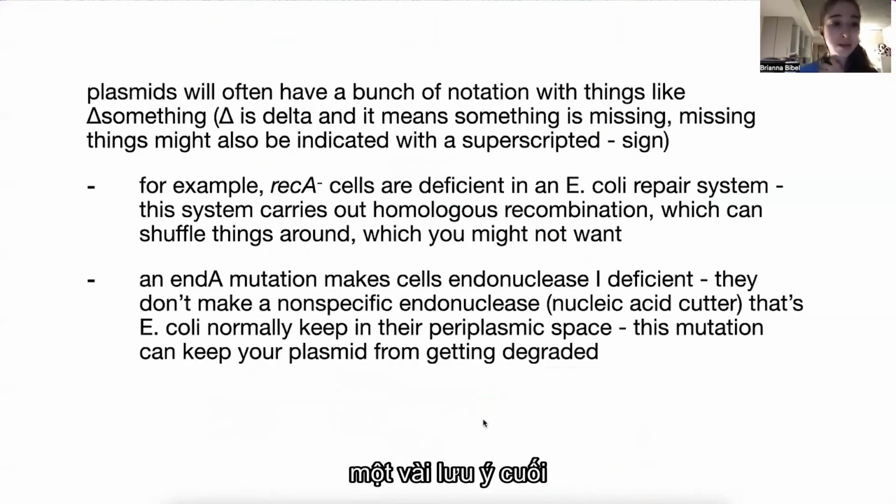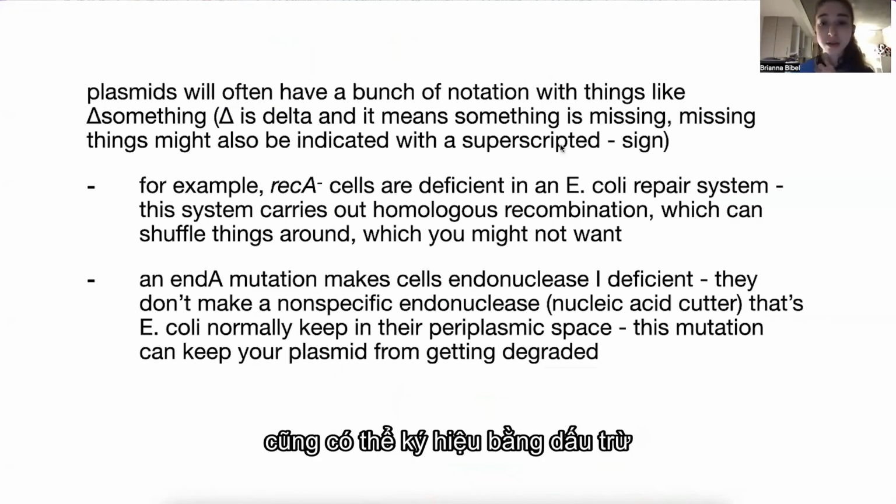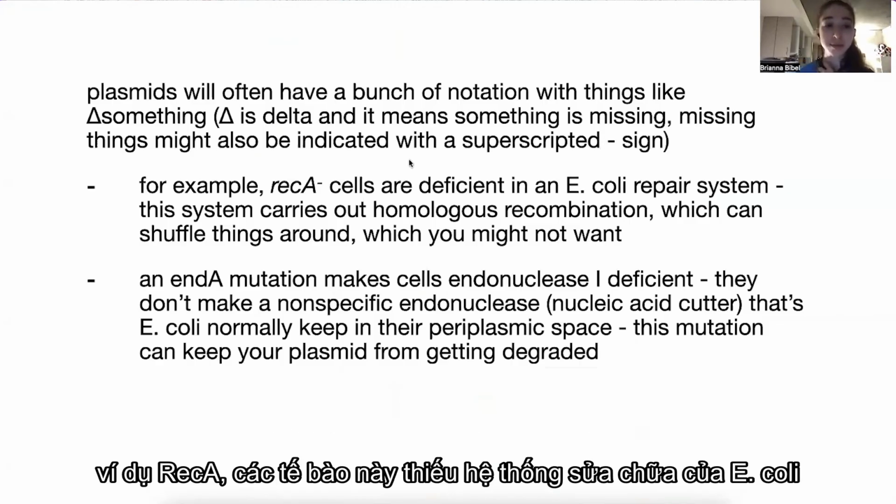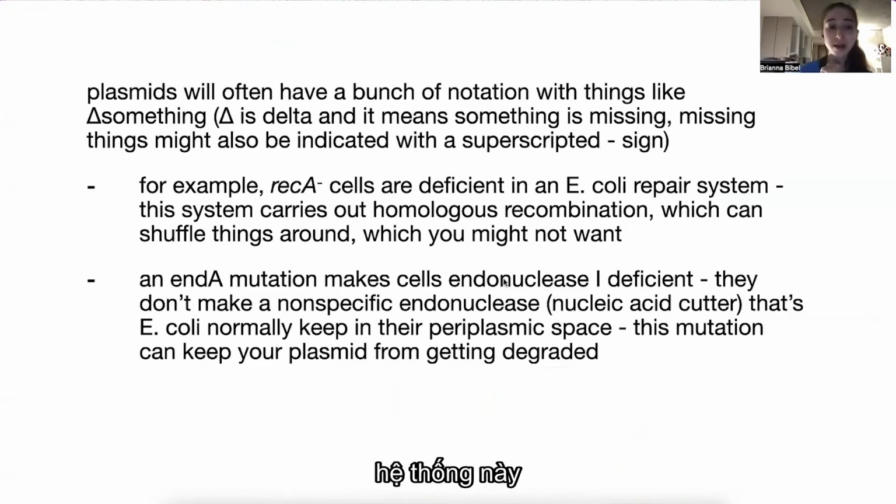Just a couple final notes before we look again at some examples. Plasmids and strains also often have a bunch of notation with things like delta something. The delta means that it's missing. This can also be indicated with a minus sign. So for example, recA: these cells are deficient in an E. coli repair system.